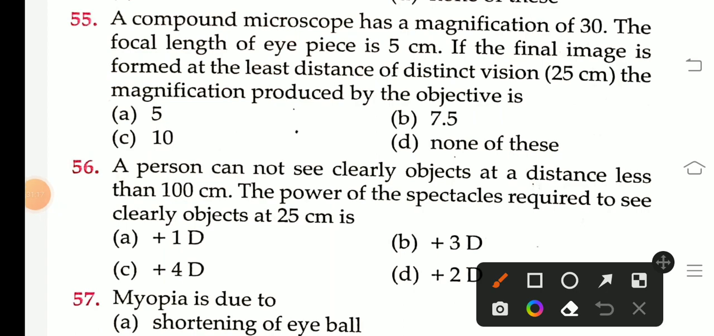Next, a compound microscope has a magnification of 30. The focal length of the eyepiece is 5 centimeter. If the final image is formed at the least distance of distinct vision, 25 centimeter, the magnification produced by the objective is... right answer will be option A, 5.